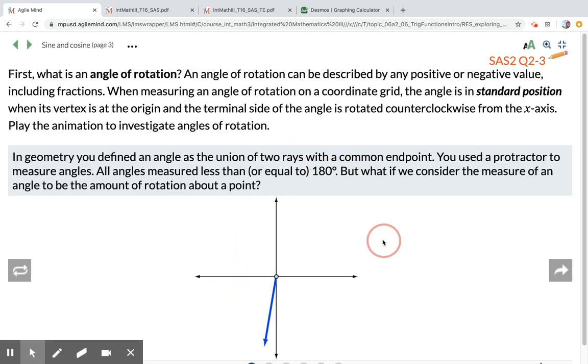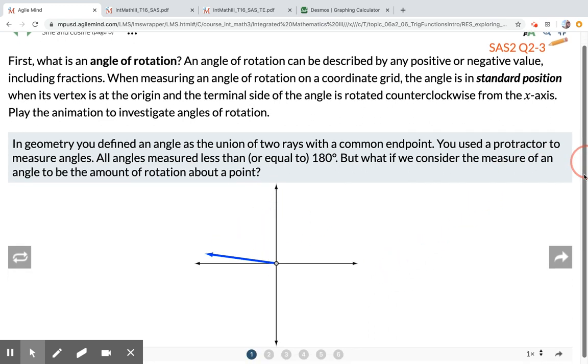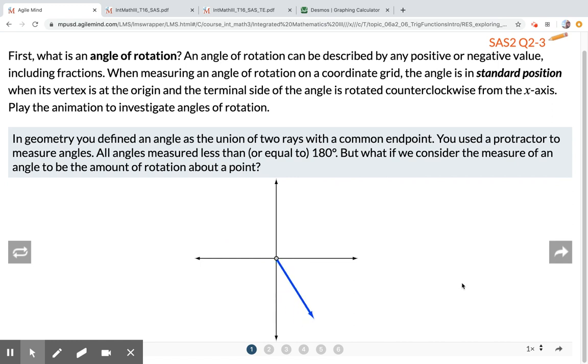So let's talk. What is an angle of rotation? An angle of rotation can be described by any positive or negative value. It can include fractions and decimals. It can do all that stuff. When we measure an angle of rotation on a coordinate grid, I'm going to scoot this down a bit, the angle is in standard position when its vertex is at the origin and the terminal side of the angle rotates counterclockwise from the x-axis. So the x-axis is always one side of my angle, and then that other side of my angle rotates counterclockwise, just like our Ferris wheel did, around the origin.